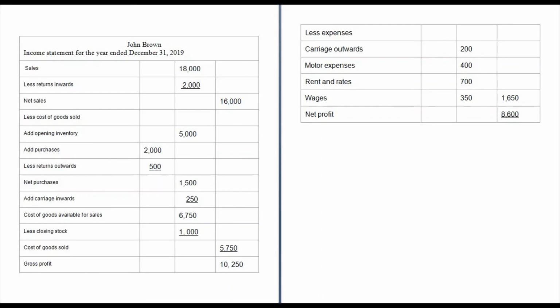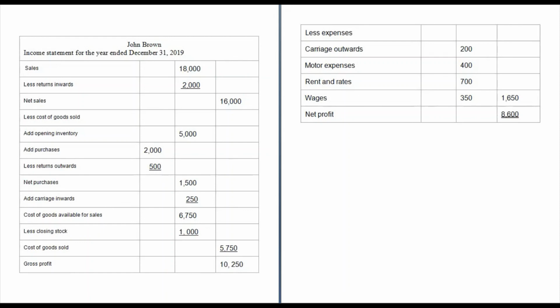All right. Okay, everyone. So let's recap this lesson. So the income statement is prepared to determine the profitability of a business. It is a combined account where you have the trading section and the profit and loss section. In the trading section, we are calculating for gross profit, and in the profit and loss section, we are calculating for net profit.